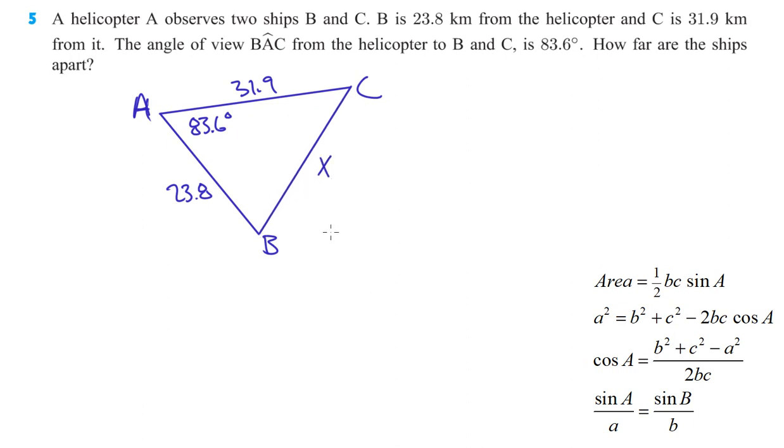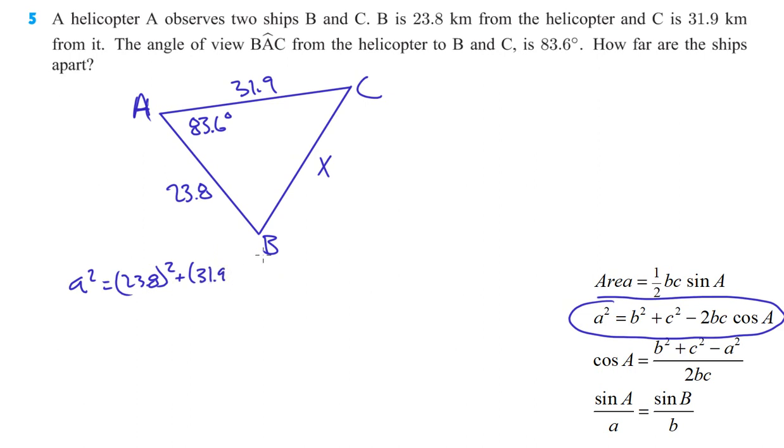this length here, right? So remember, if we have an angle and the two included sides, we're going to want to use cosines, right? And since we're looking for a side, we want to use this one right here. So we will do A squared equals B, which we'll call 23.8 squared, plus C, which is 31.9. Actually, I should switch those around because look, we do actually have a B and a C, so let's do this right.